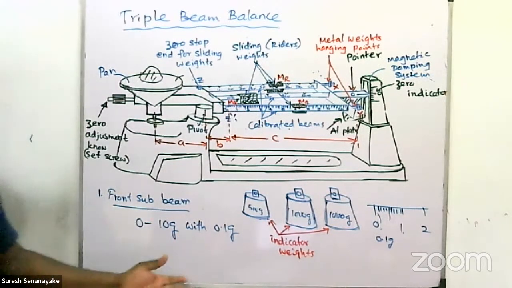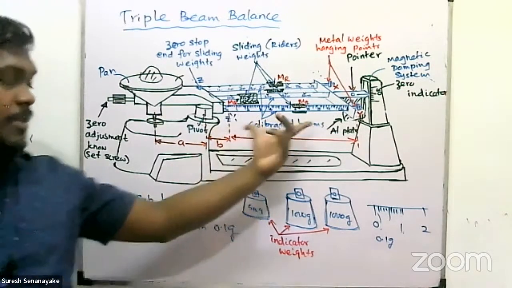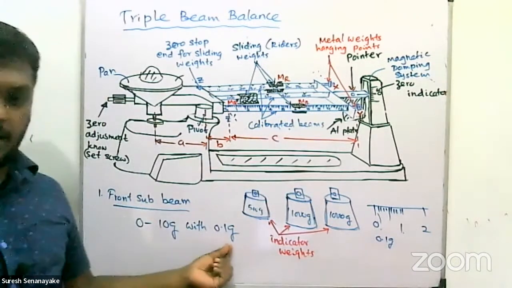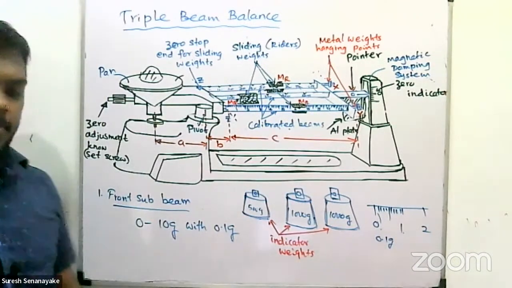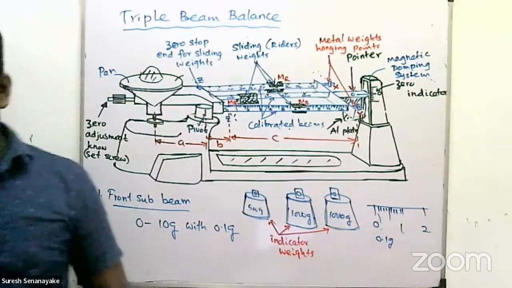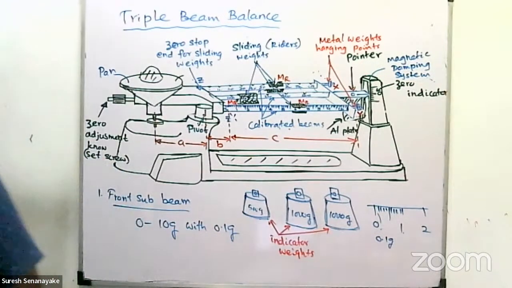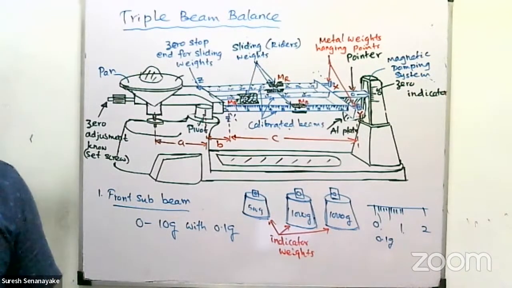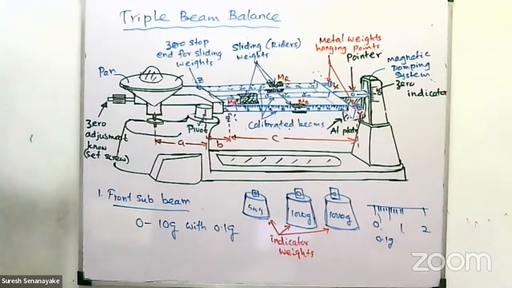What is the maximum mass you can measure from this beam? That is 10 grams. The minimum is 0.1 gram. Clear? And thus, the maximum mass that can be measured using this beam is 10 grams.